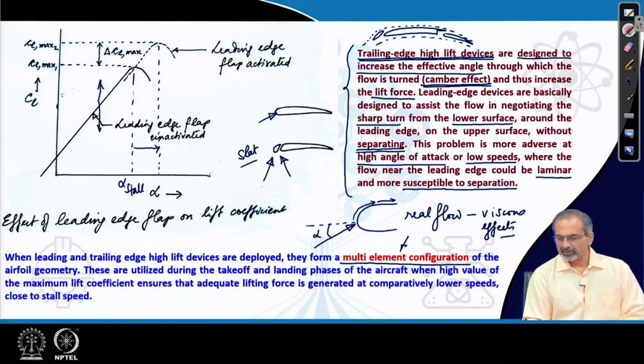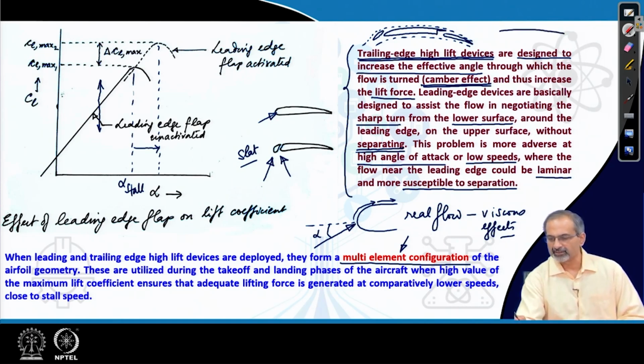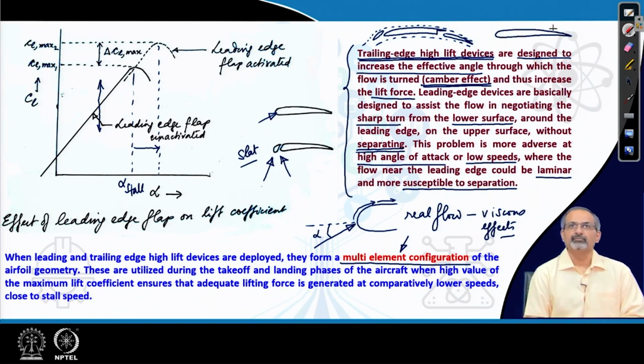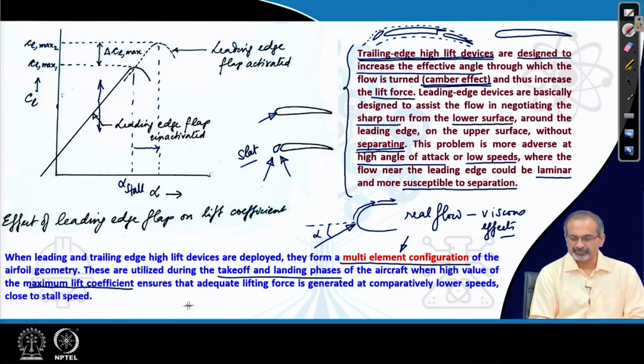So, there we deploy the multi-element configuration, while when it is cruising, when it is at a much higher altitude, when it is flying in straight level flight, then these multiple elements are retracted back, and therefore, you would see the airfoil as a single element by and large. They are utilized during the takeoff and landing phases of the aircraft, when high values of maximum lift coefficient are desired, and therefore, adequate lifting force is generated at comparatively lower speeds, which could be close to stall speed.